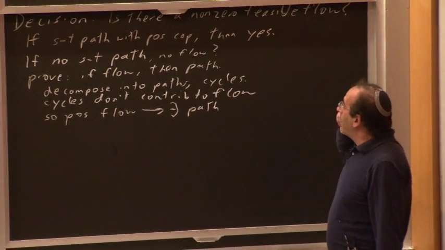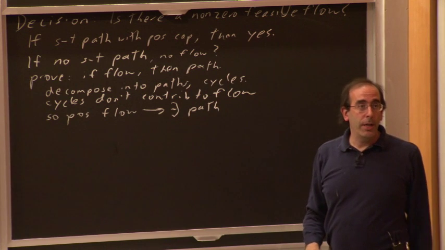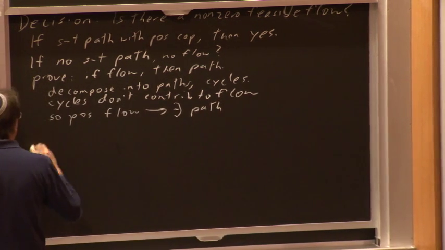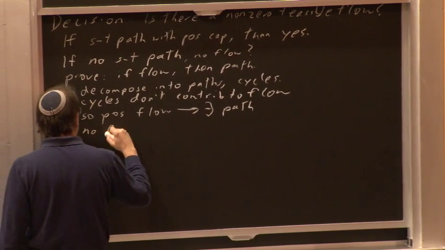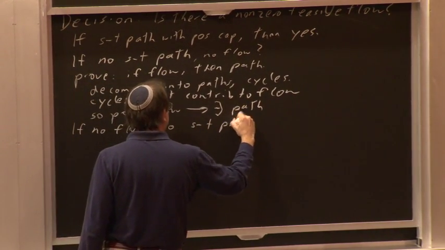So now we have this nice characterization, right? That there's a non-zero feasible flow if and only if there is a path. So again, turning that around, right? So if there is no flow, that tells us that there is no ST path.